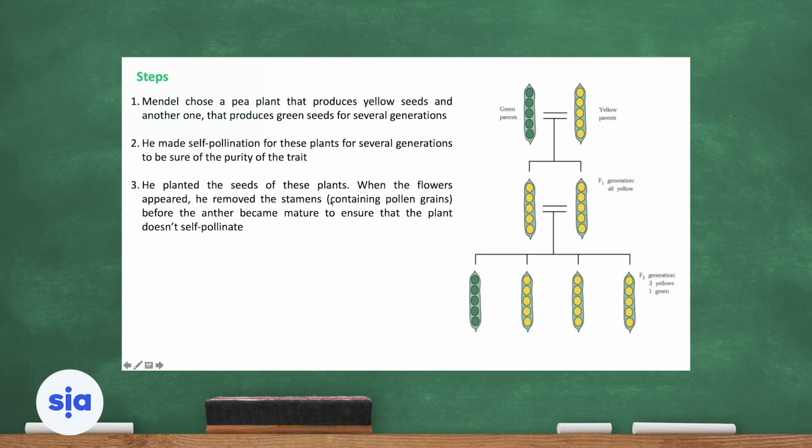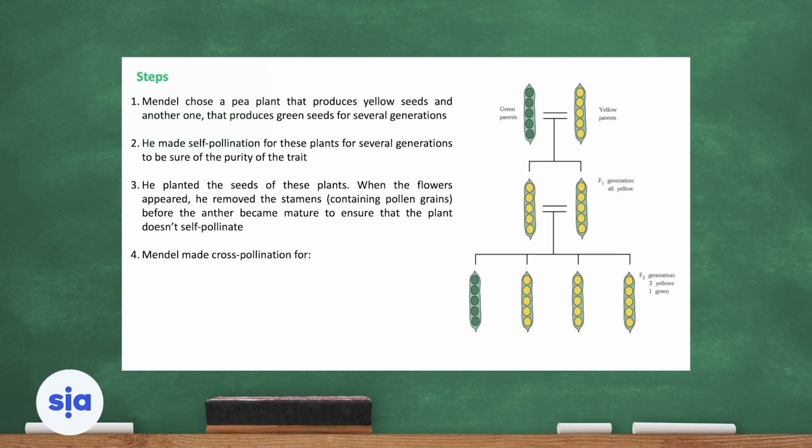When the flowers appeared, he removed the stamens. He removed the male part, which contains the pollen grains, before the anther became mature to ensure that the plant doesn't self-pollinate. So he prevented the self-pollination of the plant, and he decided to pollinate the plants by himself.